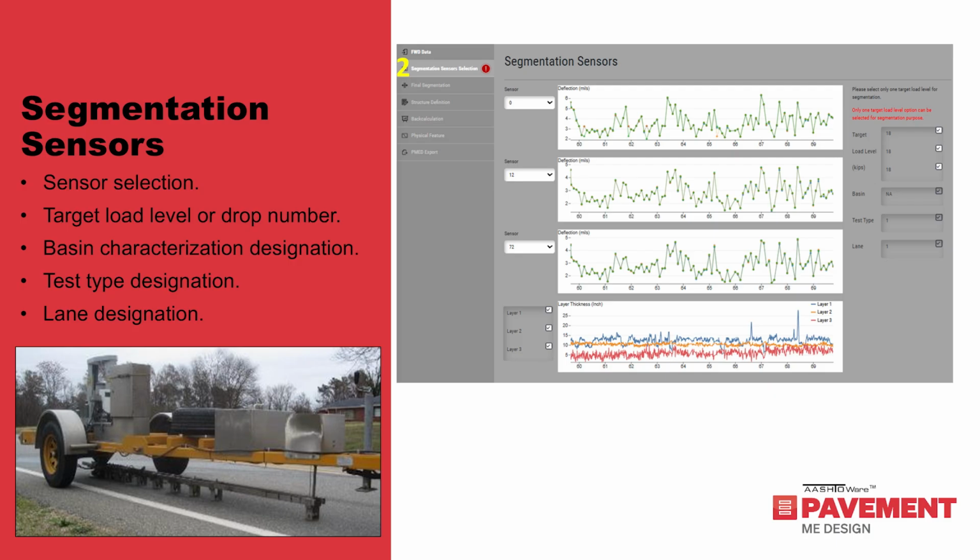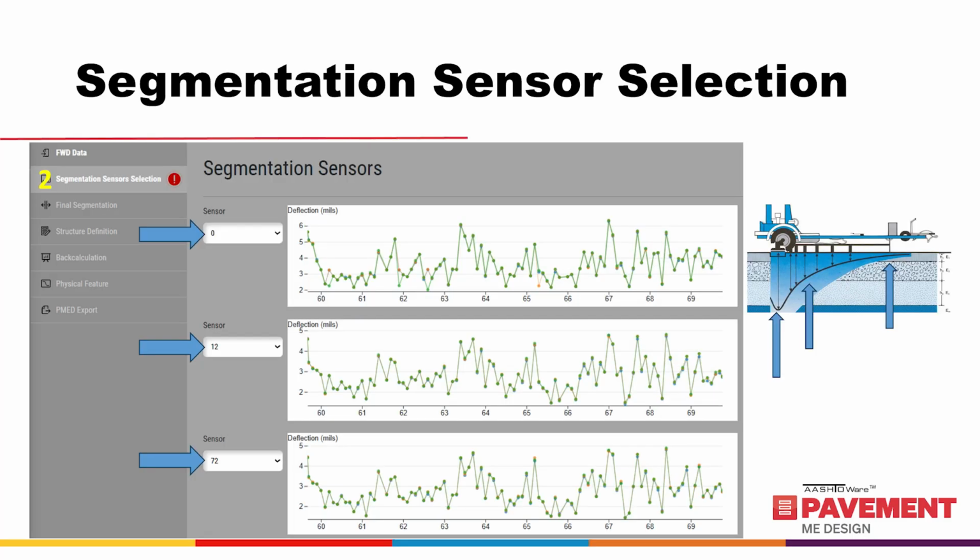The items used for the segmentation sensors are listed on this slide, which is a screenshot of the segmentation sensors that are covered in the following 2 slides. These items include the sensors selected for segmentation, the target load level or drop number, the basin characterization designation, the test type designation, and the lane designation. As noted on the previous slide, this is step 2 of the guided process, segmentation sensor selection.